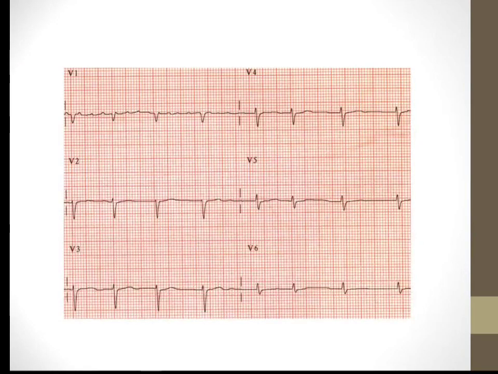And here's an example of poor R wave progression. Notice that by the time we get to V3, we still have very tiny R waves and a very big S wave. That persists into V4. By the time we get to V5, they're roughly equal, and only when we get to V6 do we see an R wave that's a little bit bigger than the S wave. This is called poor R wave progression. You can see this in patients who are having an acute anterior wall infarction. You can also see this in patients who have had a prior anterior wall infarction many years ago.